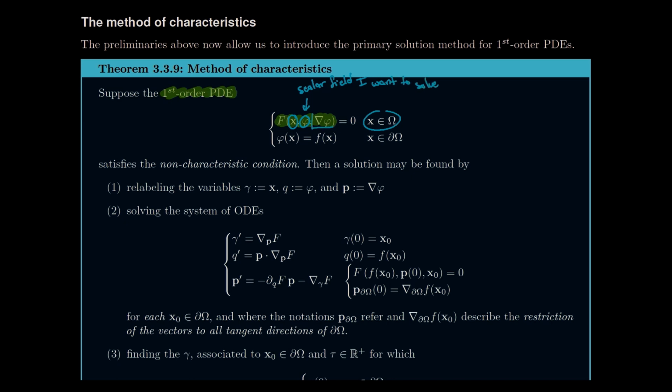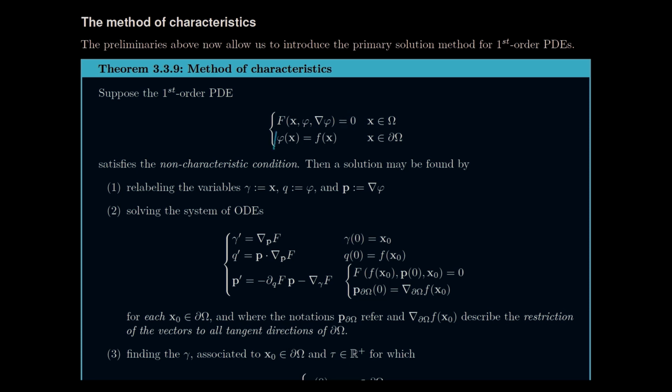And finally, since it's first order, we're looking at the first order derivatives of the scalar field. And so the function f, we just think about that as a relationship between all three of those, and maybe some constants as well. And we're going to set that relationship equal to 0.